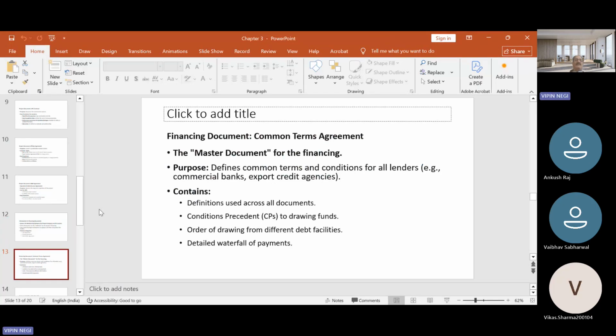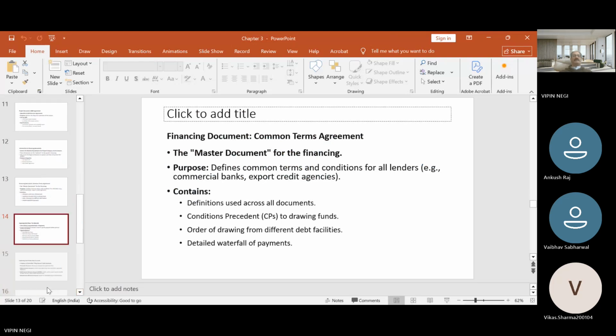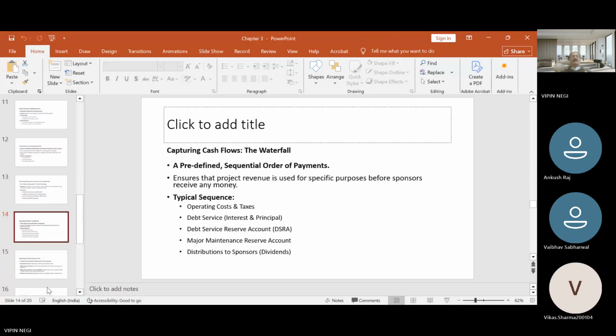So this one is about the different kinds of documents through capturing cash flows. And next one, these are the points which we have already discussed. So this is the sequence.